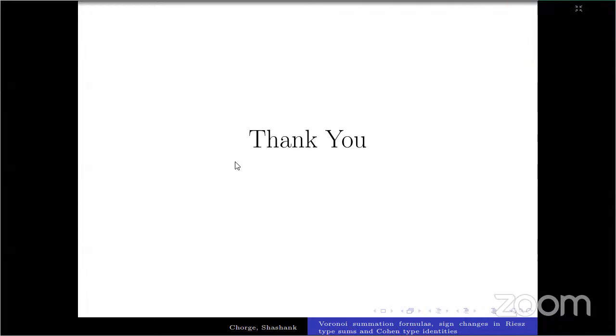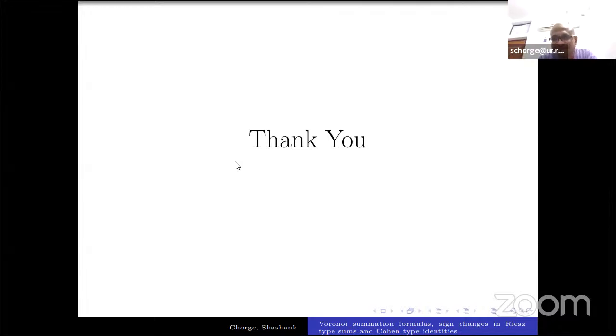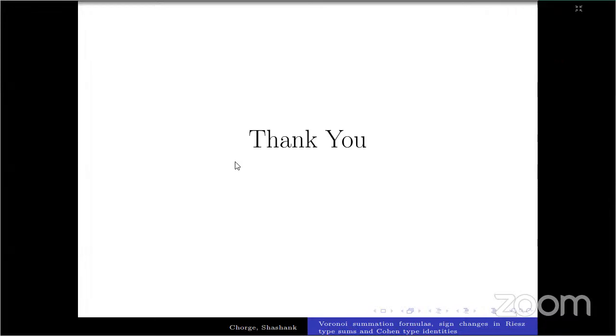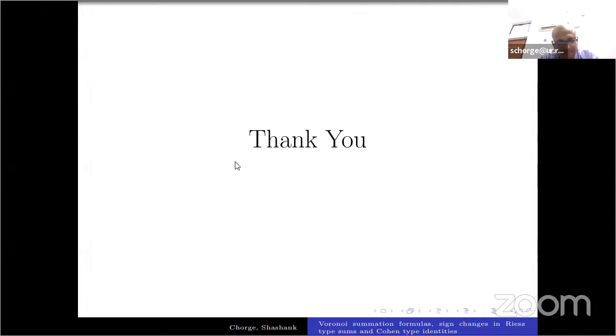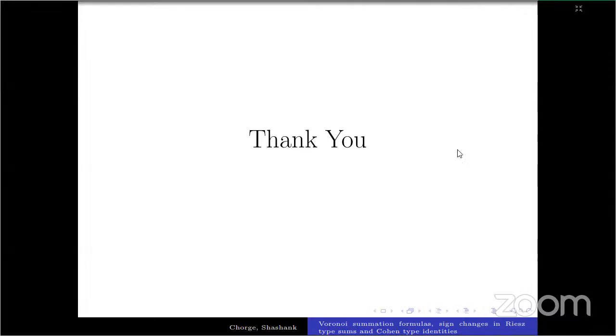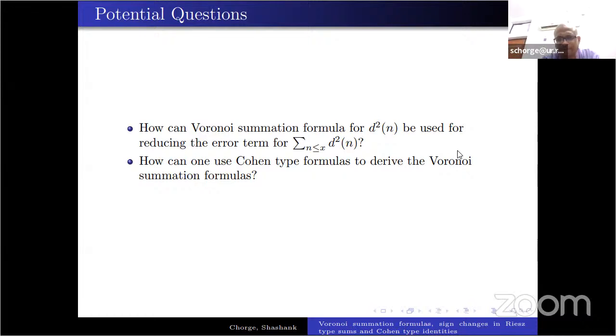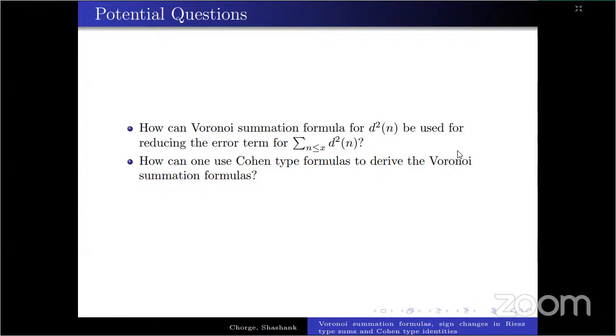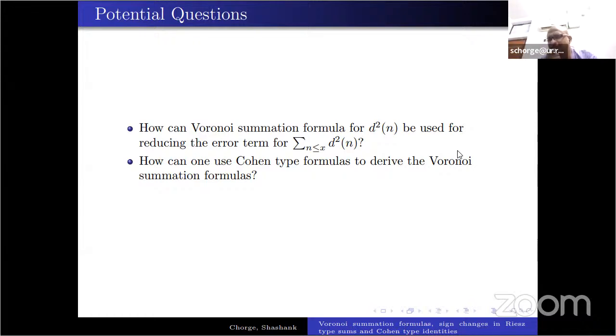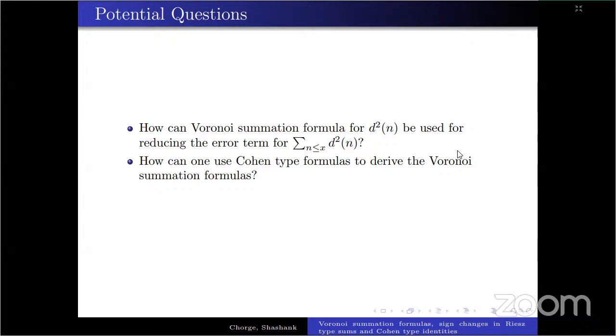Hi, Shashank. This is Vivekananda. It was a very nice talk. I just have a few comments. At the end, you said the error term for this d square n summation formula, the conjecture is big O of x to the power 1/4 plus some epsilon. Is the epsilon required? Because omega of x to the power 1/4 has already been done by Chandrasekharan and Narasimhan, without epsilon.